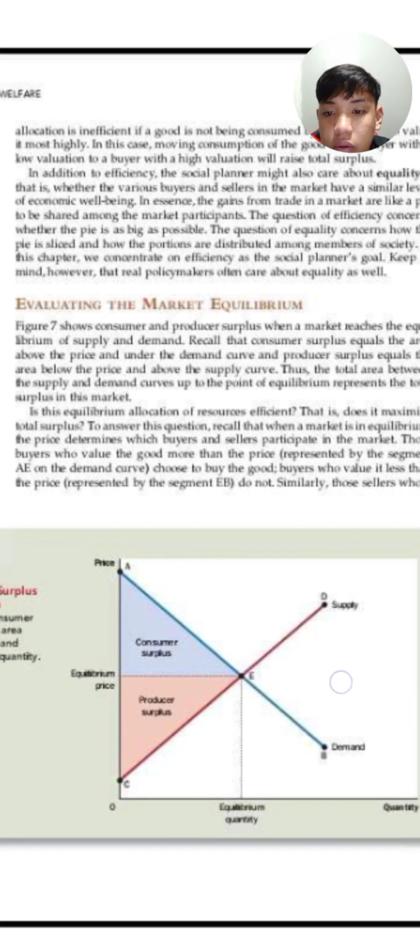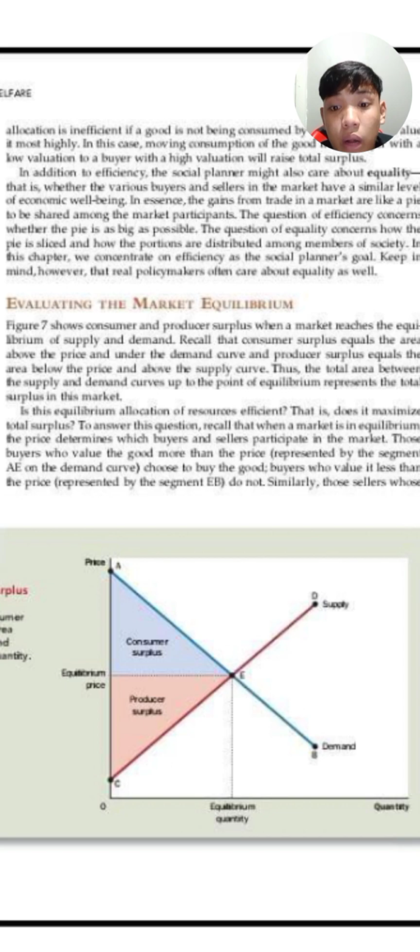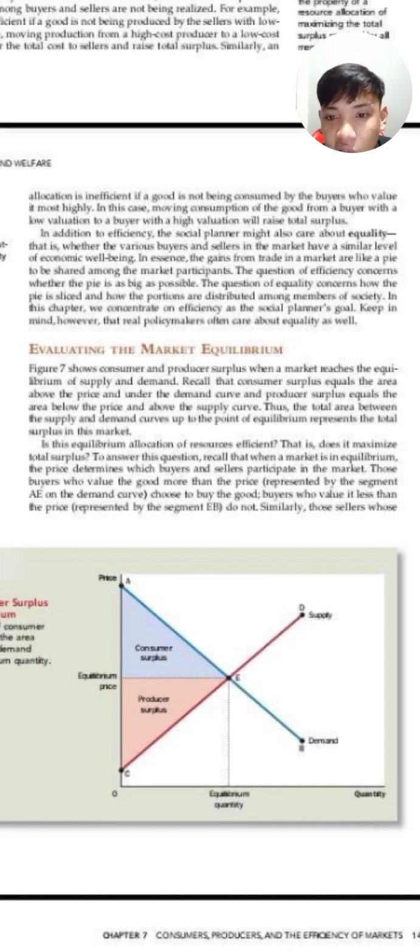Those buyers who value the good more than the price, represented by the segment of the demand curve, choose to buy the good. Buyers whose value is less than the price represented by the segment do not.